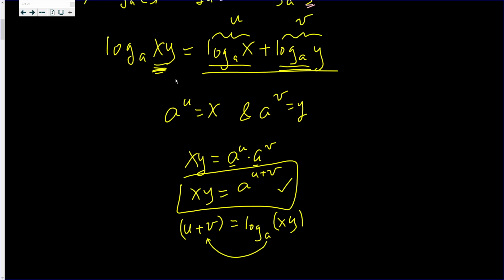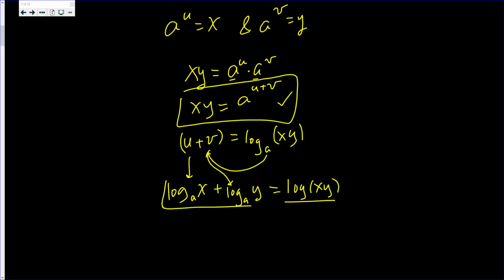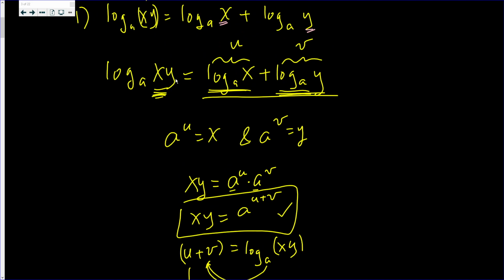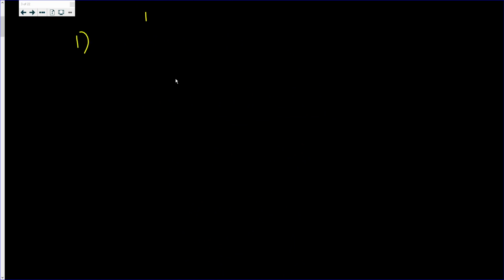But what was u? u was log base a of x and v is log base a of y. So u plus v is log a of x plus log a of y, and this equals the right hand side. So yes, this does equal that. It really is true. Okay, I want to write this neatly again.